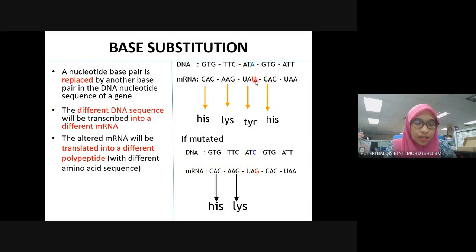So ni lah, daripada UAU dia akan jadi UAG. UAG ni adalah stop codon. So what happen is, protein akan hasilkan macam ni je lah. Dia akan hasilkan different polypeptide chain. Patut dapat macam ni: histidine, lysine, tyrosine, histidine. Tapi dia dapat macam ni saja. So salah. Macam ini adalah berlakunya mutation.